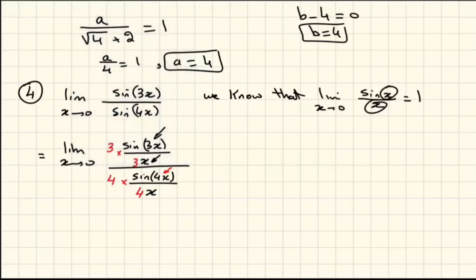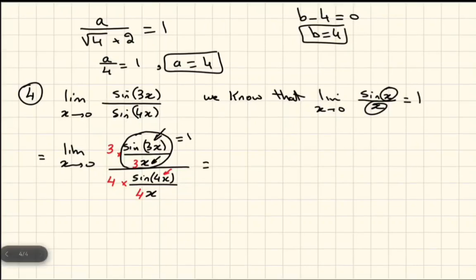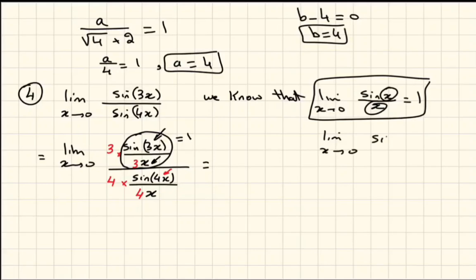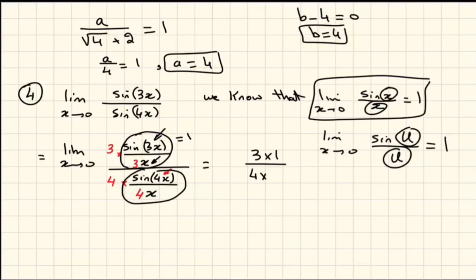Now I evaluate the limit. I know that the limit as x approaches 0 of this one is equal to 1 because of this rule: limit as x approaches 0 of sine of u over u is equal to 1. Anything here should be the same. So we get 3 for the numerator times 1, and down we get 4 times also this one, because we have the same thing up and down inside the sine, over the denominator which is the same. So also 1. So my answer here will be 3 over 4.